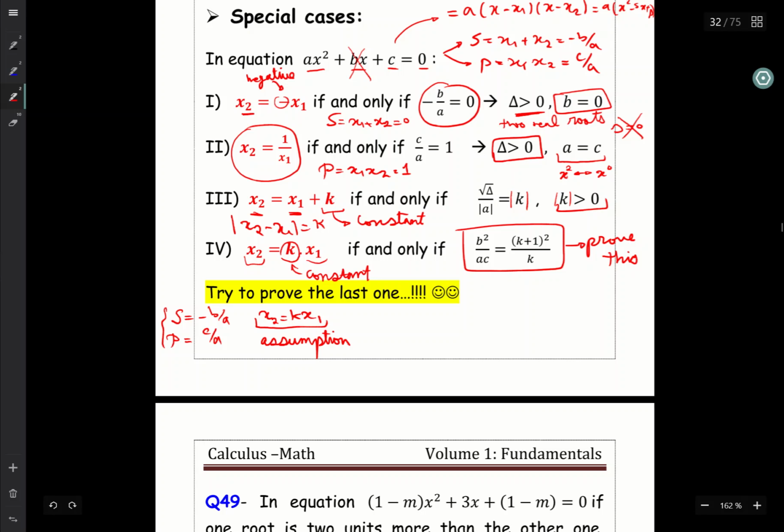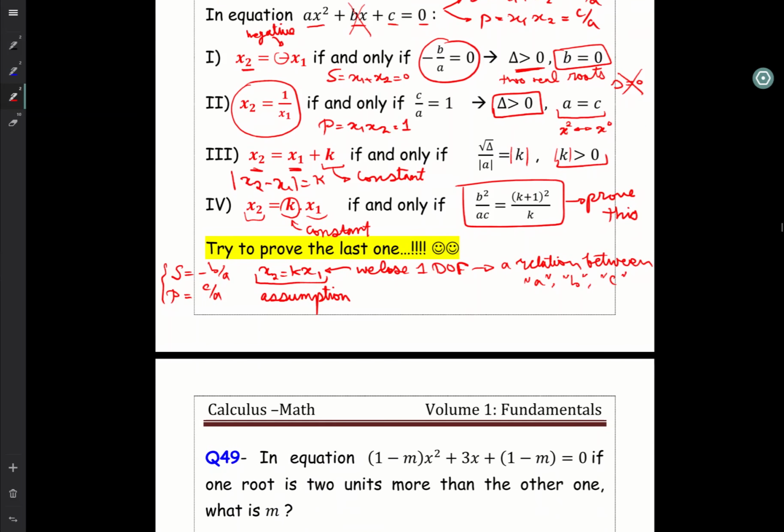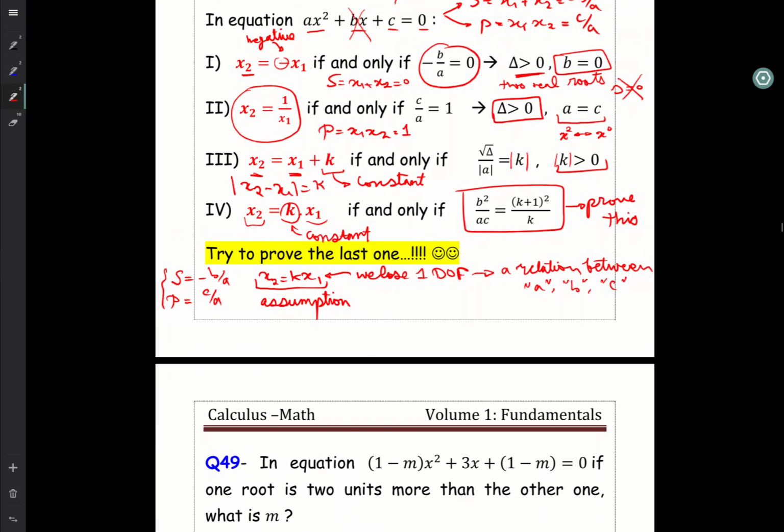But if we establish a relation between the roots, this means we lose 1 degree of freedom, DOF, on the coefficients. This means there should be a relation between the coefficients, right? Between a, b, and c. We lose 1 degree of freedom. We only end up with 2 degrees of freedom. Two coefficients can be chosen arbitrarily, and the third one should be found based on the relation that is there.